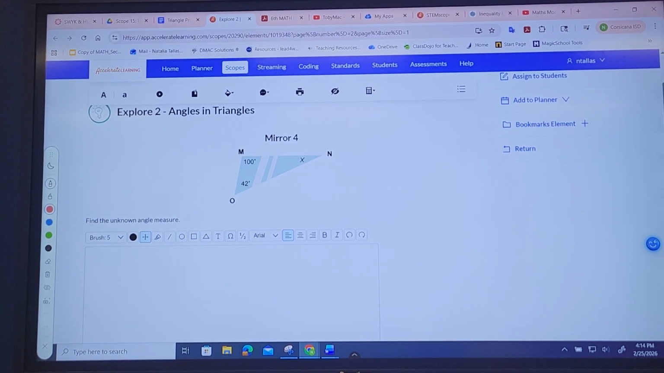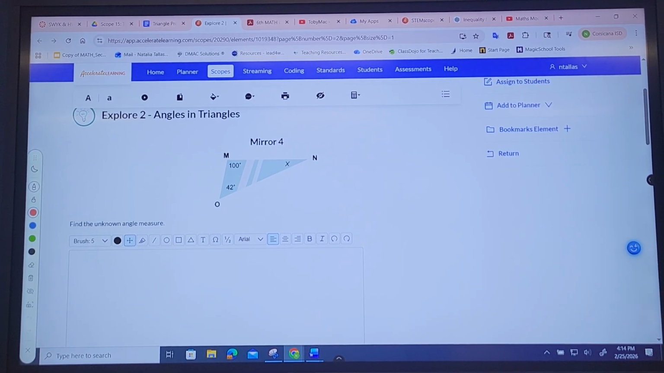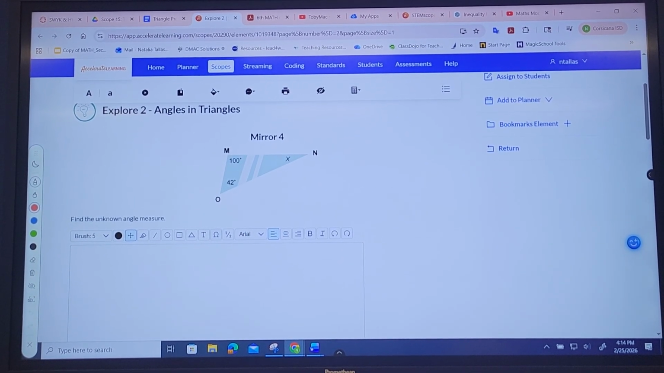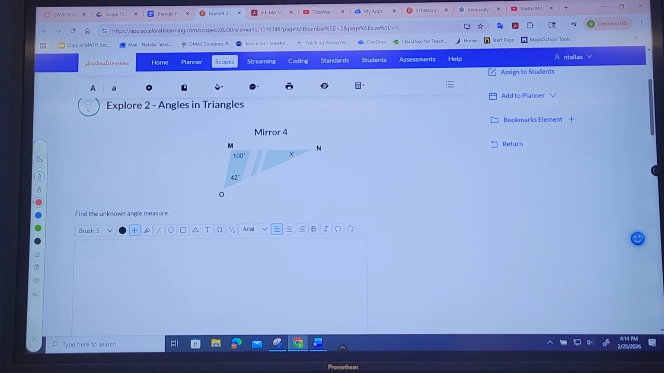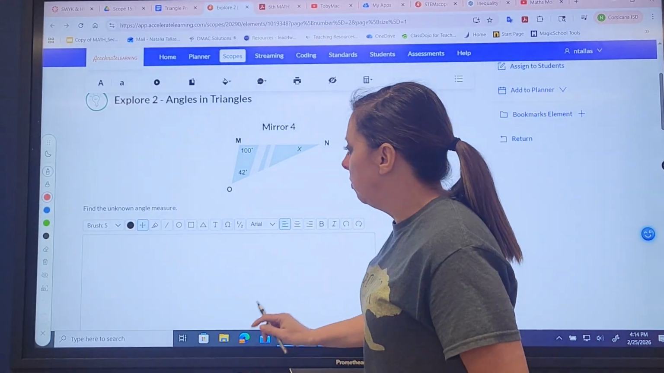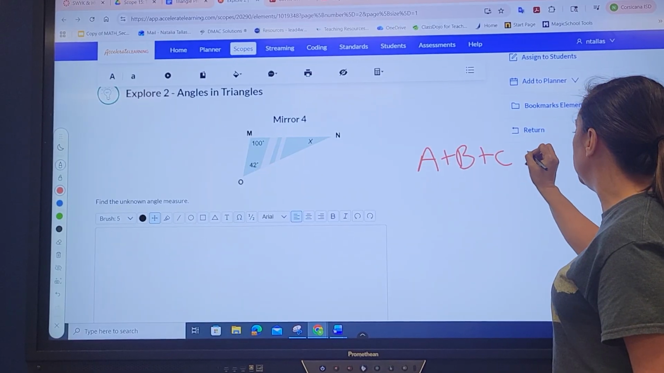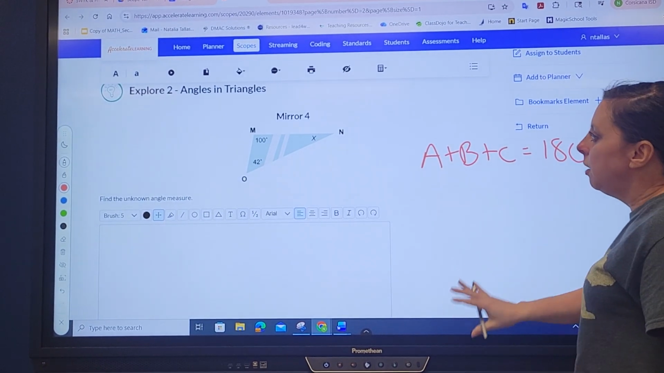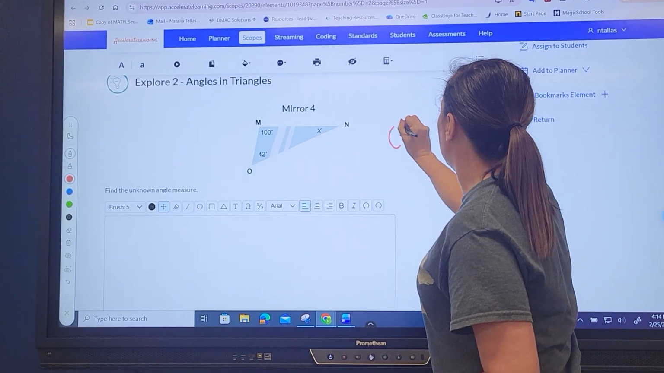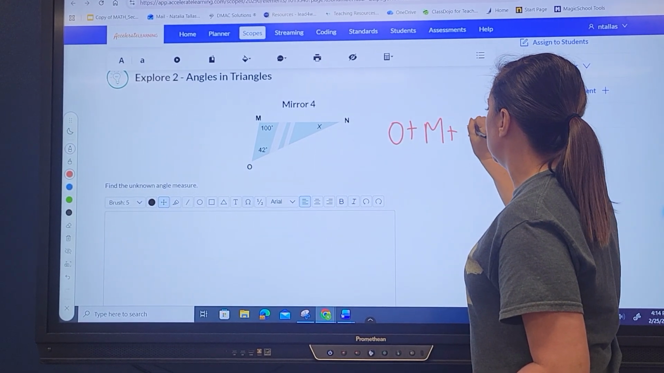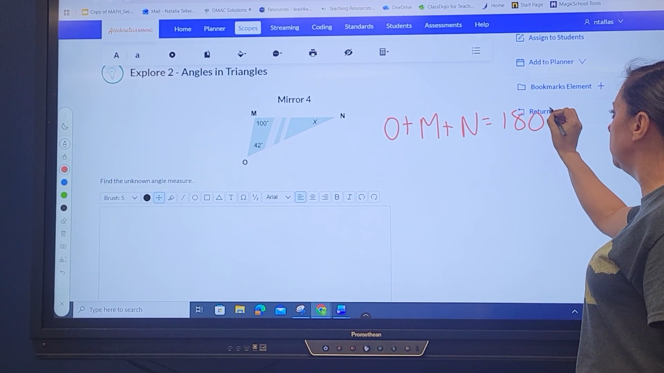Okay, so today we're going to find missing angles in a triangle. And we know from the angle activity that we did before this that all angles add to be 180. So in order to find your missing angle, you normally go by the equation A plus B plus C equals 180 degrees. But this triangle does not give us A, B, C. It gives us O, M, N. So I'm going to write O plus M plus N equals 180 degrees.